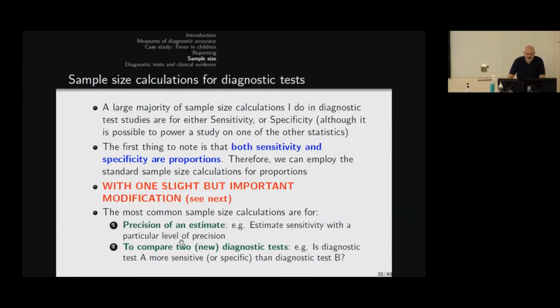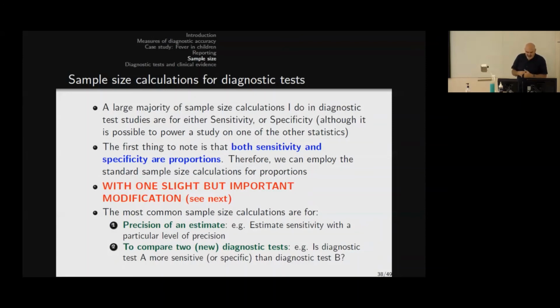Just note that there are two different types of sample size calculations that we tend to do. The first, and this is the one I most commonly do, is the precision of an estimate. In other words, we're not comparing two different diagnostic tests. And by the way, I don't include the gold standard in that. So I'm not saying this new diagnostic test is better than that new diagnostic test. I'm just saying, here's my new diagnostic test and here's the 95% confidence interval for sensitivity or specificity.